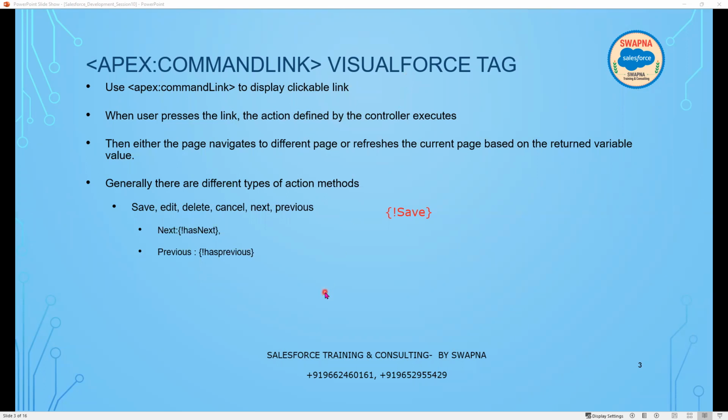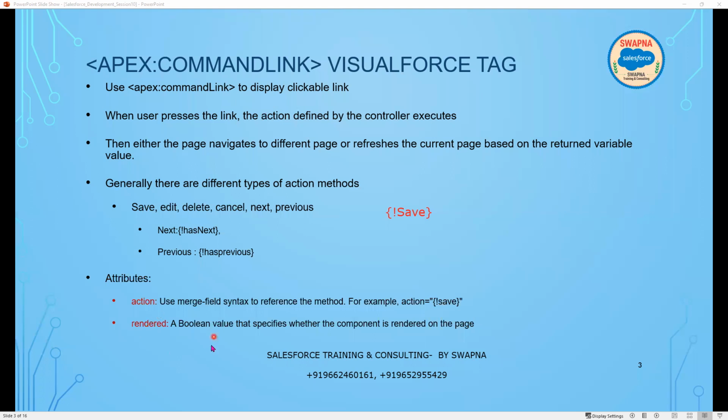The attributes within the apex:commandLink: one is action. Action is nothing but what action needs to be executed on click of that link. We will refer to that method using the merge field, for example, action equals curly braces exclamation save. On click of that save hyperlink, this action gets executed.